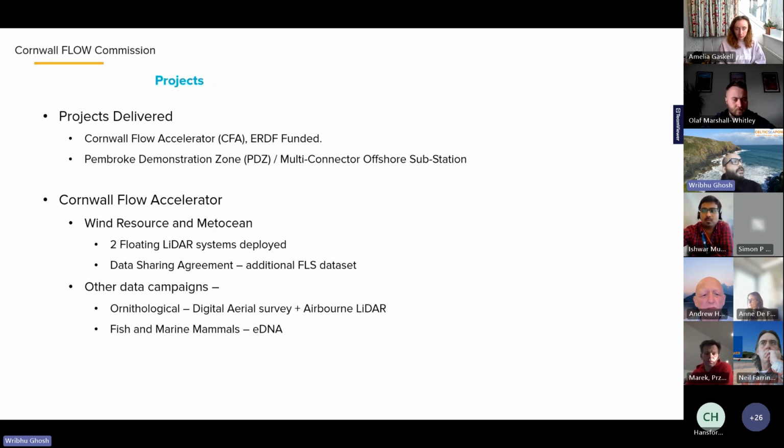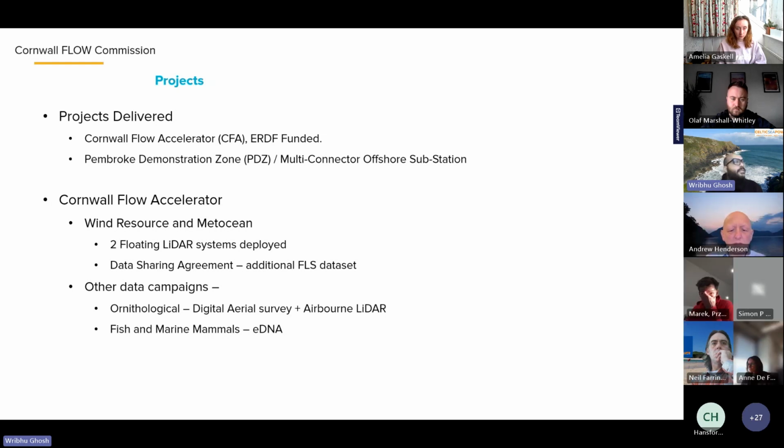We also have carried out other data campaigns, like an ornithological campaign, which included a digital aerial survey and an airborne LiDAR, which helps us understand the species mix and the flight height of marine birds. And it also captures some marine mammals. We've done some eDNA sampling for fish and marine mammals.